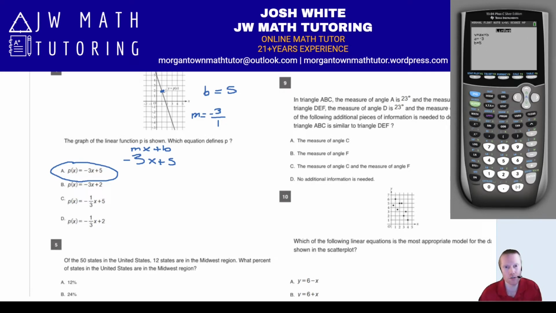So that's just an alternate way you could get it if for some reason you forgot how to get the slope of the line, or which point specifically is the y-intercept.